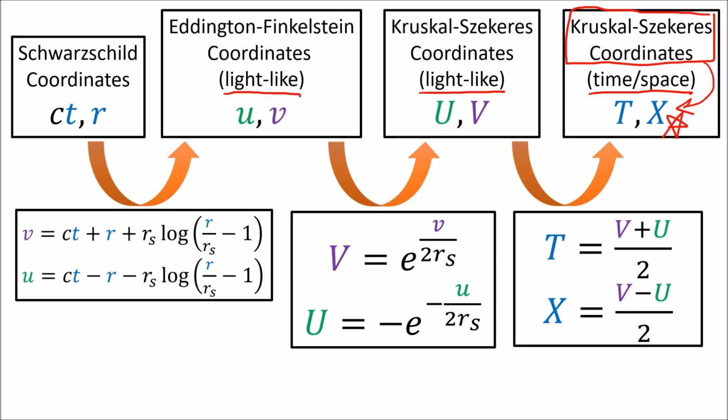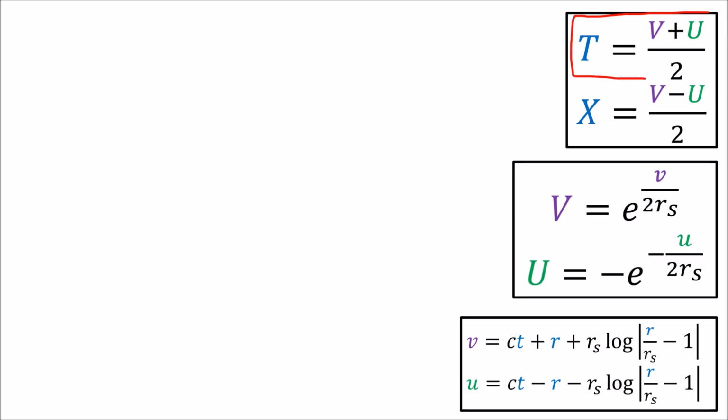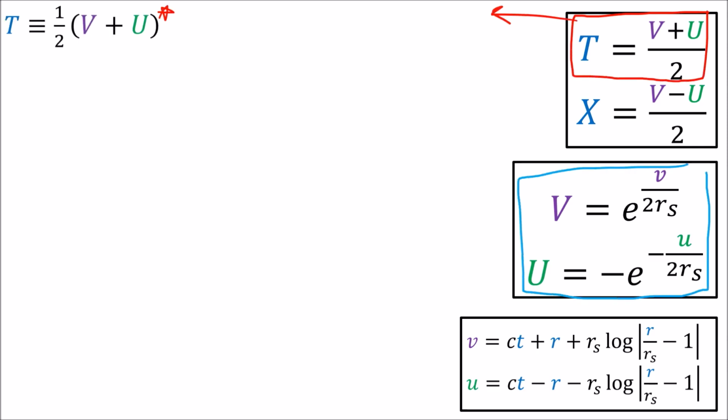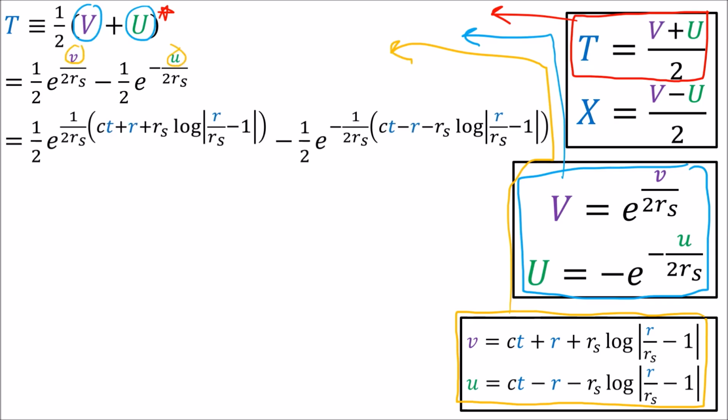Now, it would be useful to have a formula that converts straight from the Schwarzschild coordinates CT and R to the Kruskal-Szekeres coordinates, big T and big X. So we can start with the formulas for big T, then sub in the conversions from big V and big U to the small v and small u. Then we can sub in the formulas from u and v to the Schwarzschild coordinates.